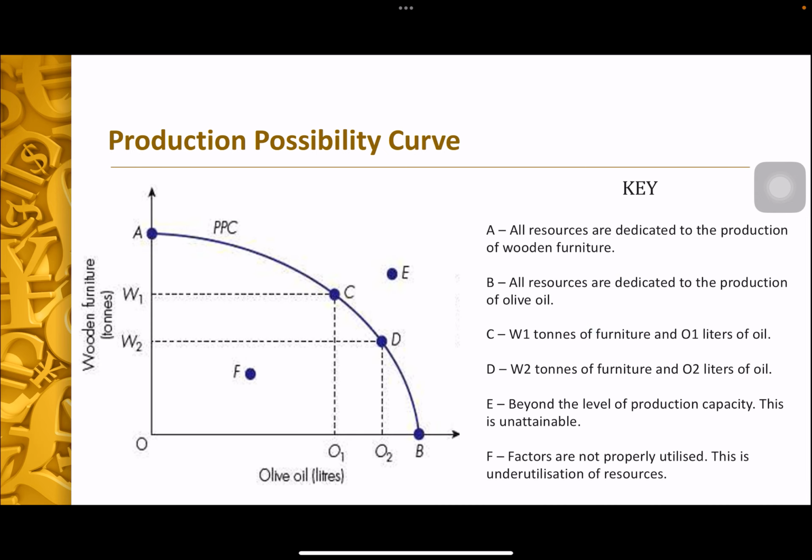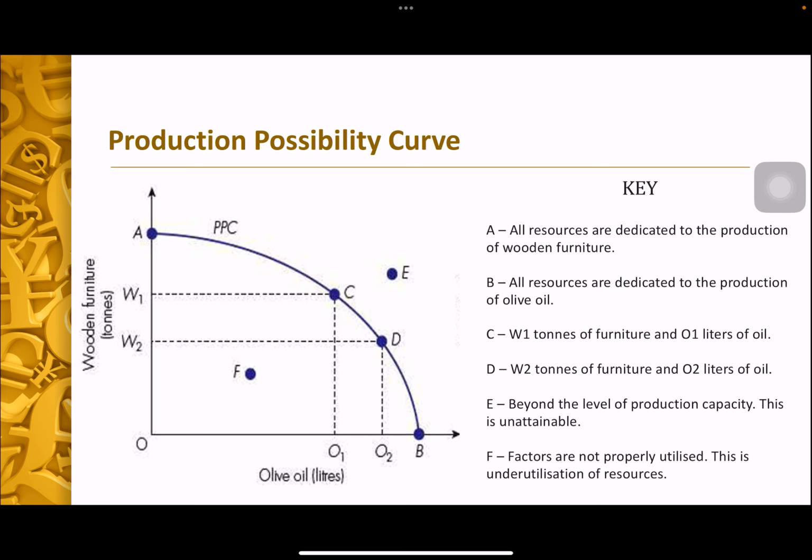So this is the production possibility curve. Here we have different points on the production possibility curve: point A, point B, point C, D and E and F. Every point represents a different combination of goods and services. Some are attainable, some are not attainable, and we will discuss it one by one. Let's talk about point A.